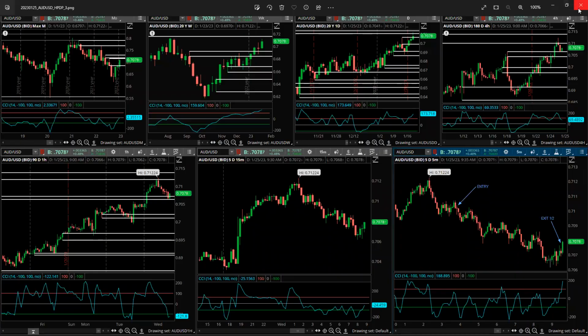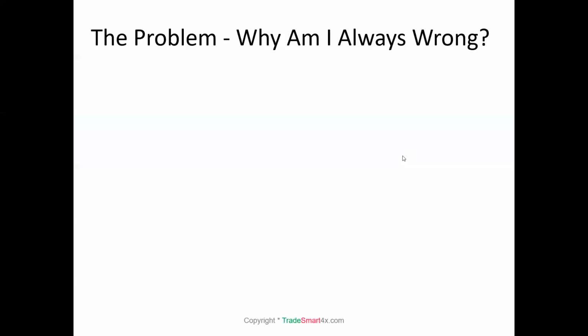Okay, so just wanted to show you a few examples of real trades that I've taken this month, and today. So you can see how this works. Now, there's just a few examples.